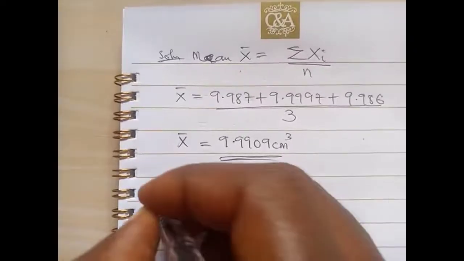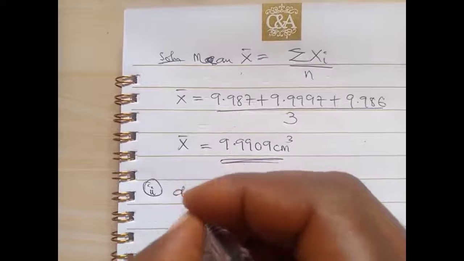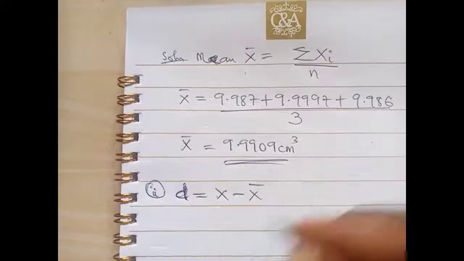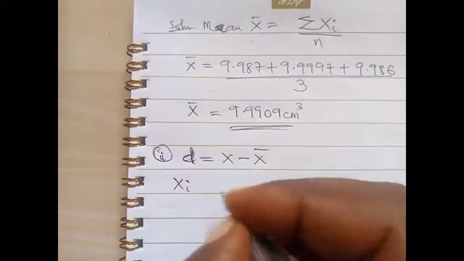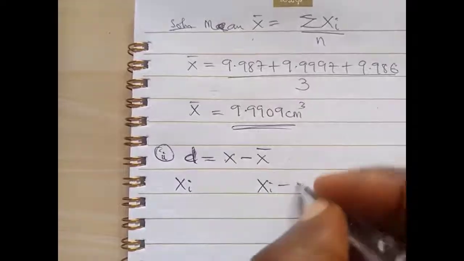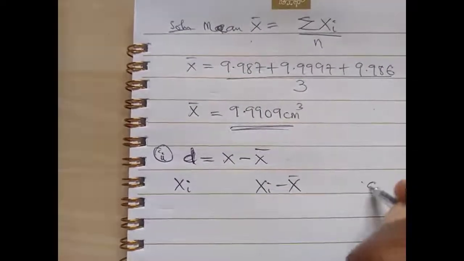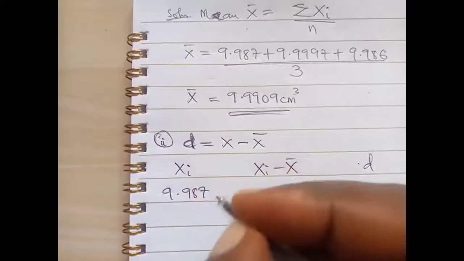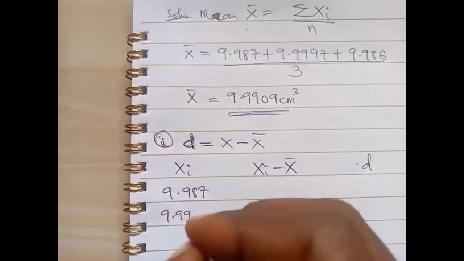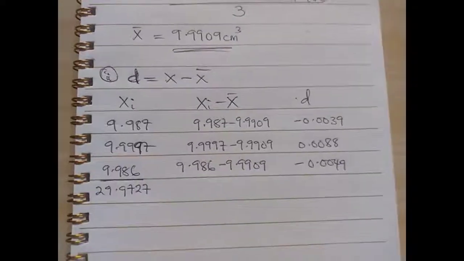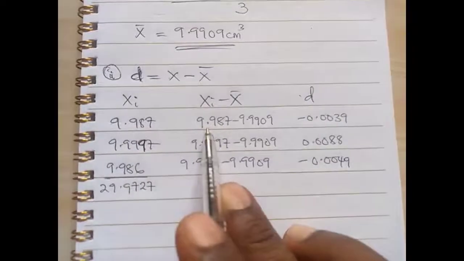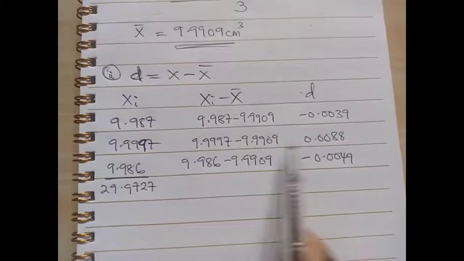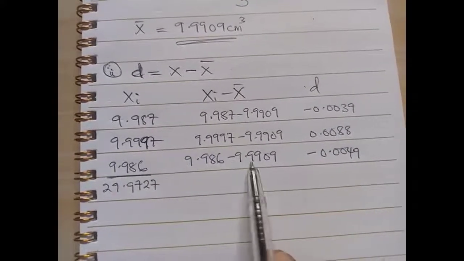The second one is for us to get mean deviation. Mean deviation is equal to the value minus the mean. So we write out the individual values, we subtract the mean from them, and then we get the deviation. I'm going to pause the video so I can conserve time. So these are the individual values. The individual value minus the mean gives us this.